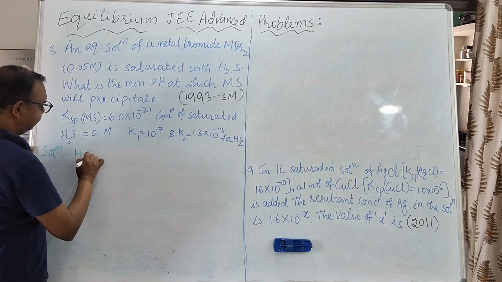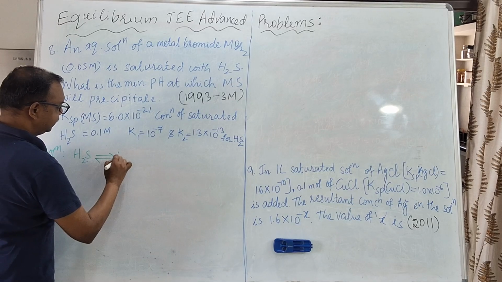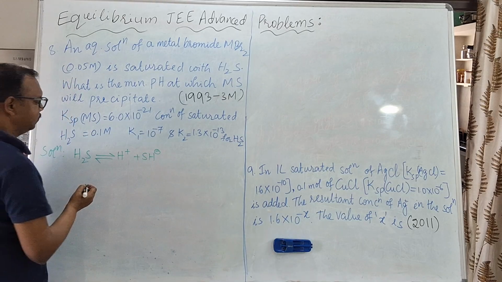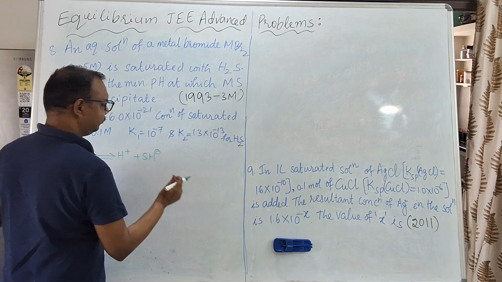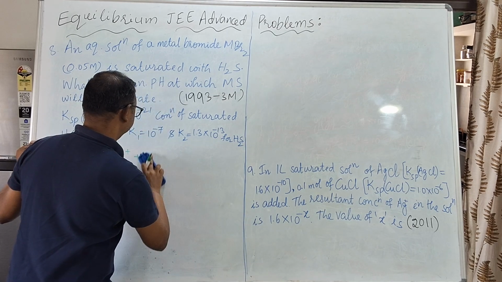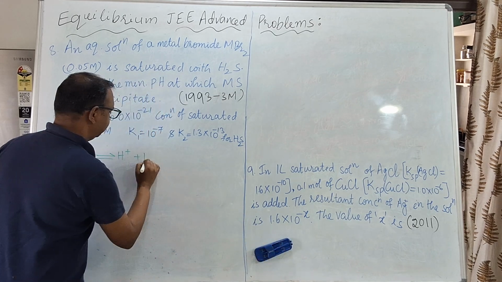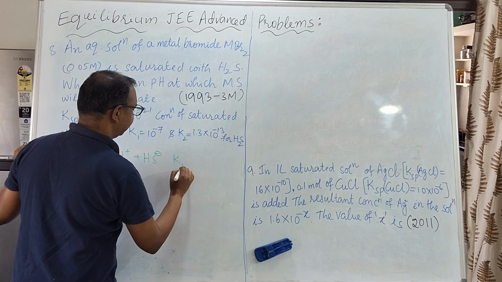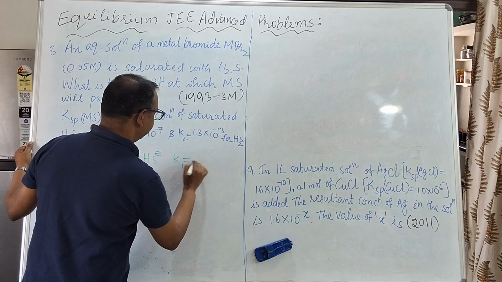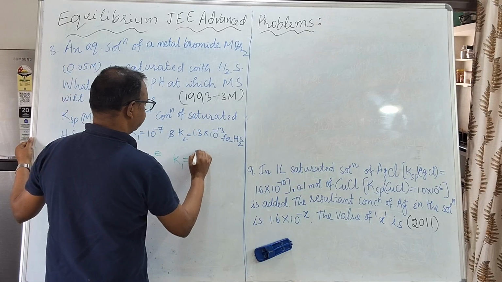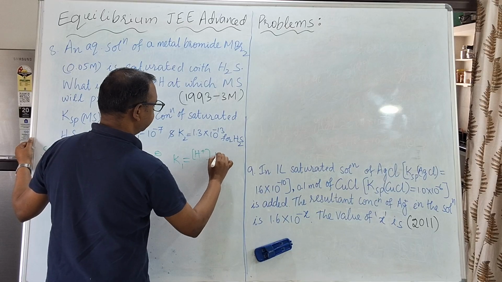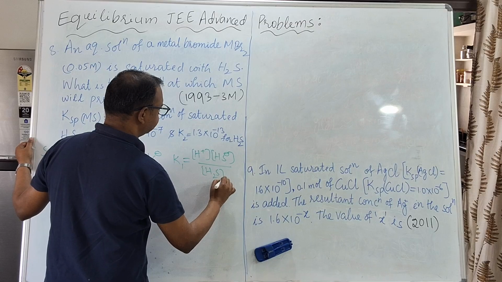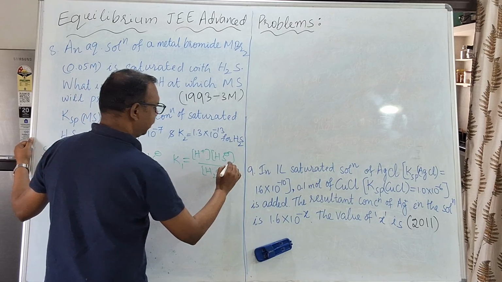H2S can be written as H plus plus HS minus. K1 is given for this as, K1 equals H plus into HS minus by H2S. This is equal to 10 power minus 7, already given.